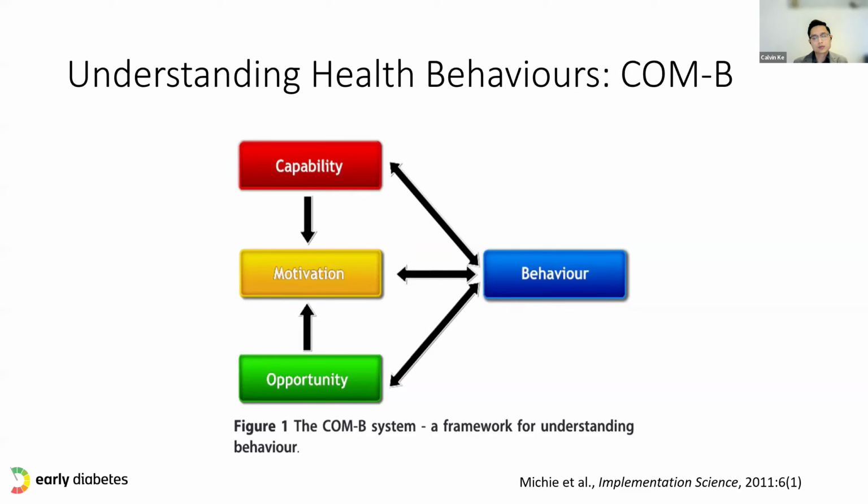Opportunity. If you want somebody to do physical activity, do they live in a neighborhood that is walkable? Do they have the opportunity to do that behavior? That's an example of opportunity. And then motivation. Is somebody motivated to do something that you're telling them to do? And so those are the three key things that influence, according to this framework, somebody's health behavior.